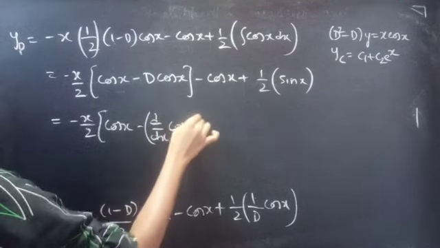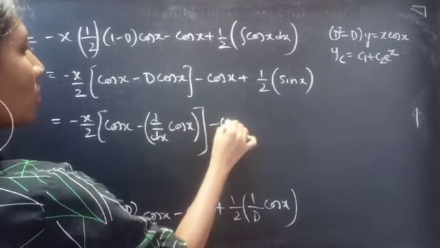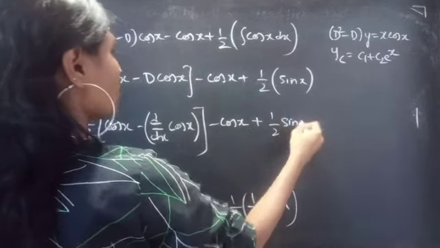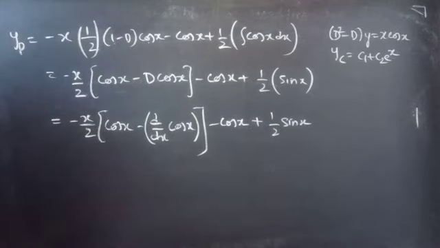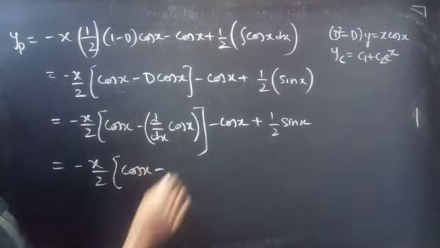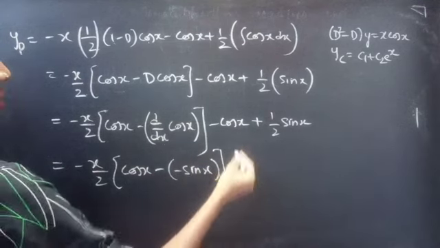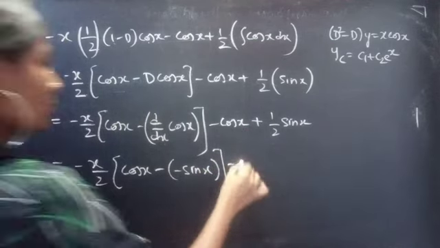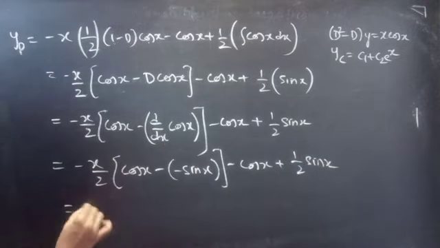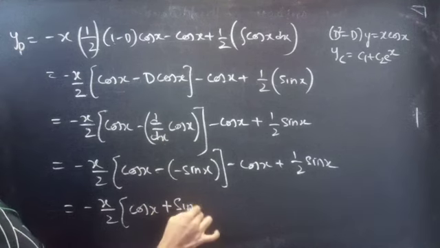So now in the next step, we are going to find derivative of cos x with respect to x minus cos x plus 1 by 2 sin x is equals to minus x by 2 into cos x minus derivative of cos x with respect to x is minus sin x. So now just write these two as it is, equals to minus x by 2 into cos x minus into minus plus sin x.